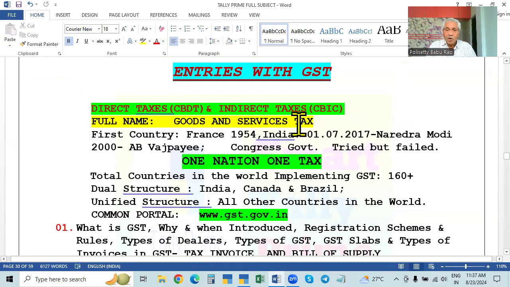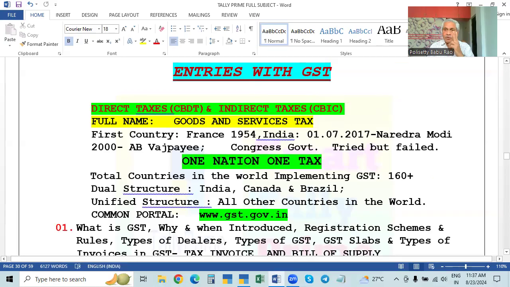So in India, what is meant by tax? For every monetary transaction, any amount payable by the people to the government to run the government, because the government has to collect money from the people to run the government. That money paid by the people to the government is called tax.